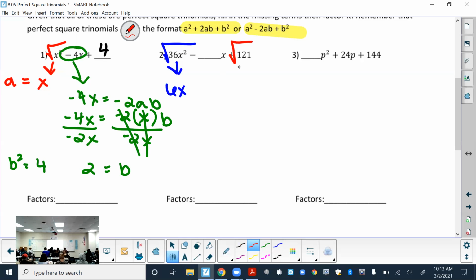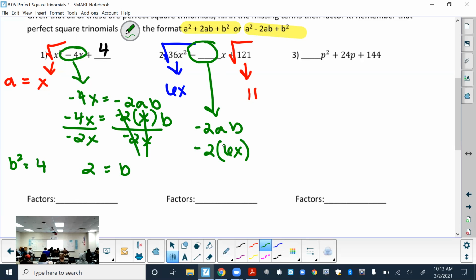Square root of 121, which is 11. So I have my A term, I have my B term. My middle term, what's the formula for my middle term? -2 times A times B. So for this one, it's a little easier when I have to search for the middle term, because now I just have to plug in A, plug in B. You'll probably need a calculator. But what's my middle term going to be?